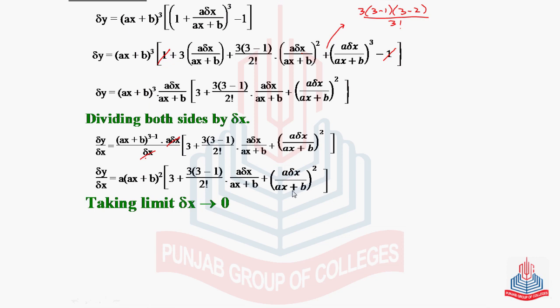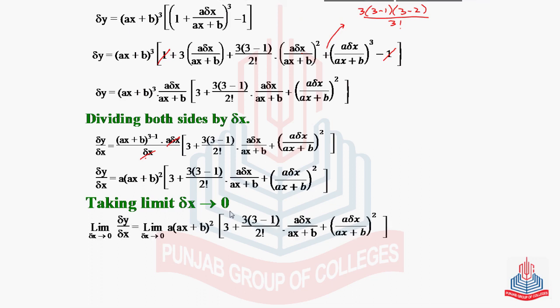Now apply limit delta x approaches to 0, which is our last step of that particular four-step process. So applying limit on both sides, delta x approaches to 0, delta y by delta x is equal to limit delta x approaches to 0, a into (ax + b) whole square, and 3 plus 3 into (3 minus 1) over 2 factorial times a delta x over (ax + b) and (a delta x over (ax + b)) whole square.